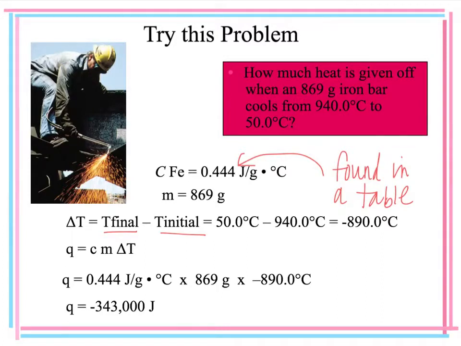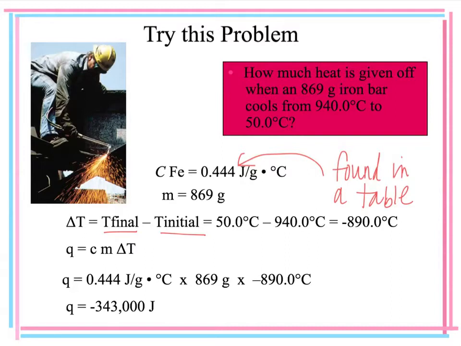And of course, let's get ready to do this. C, which is our specific heat for iron, is 0.444 joules per gram times degrees Celsius. We found that in a table and gave it to you. That is something you can look up. The mass it gave us in the problem was 869 grams, right here and right here. And then T final minus T initial gives our delta T. Our final temperature was 50, so we subtract 940, and we get a delta T of negative 890 degrees Celsius.